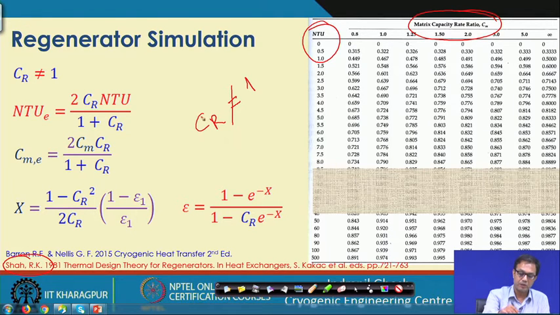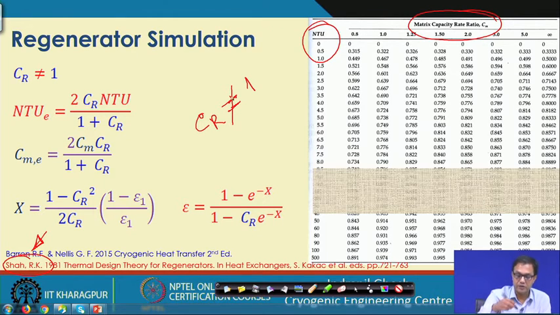and in this particular reference you can have it. Just to remind you, whether it is the pi lambda method or the epsilon NTU method, Keshav has also shown that these two methods give nearly equal results. So, whether you follow the epsilon NTU method or the pi lambda method, the ultimate results are going to be the same.